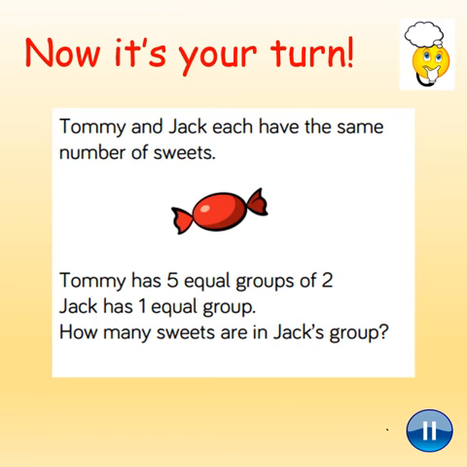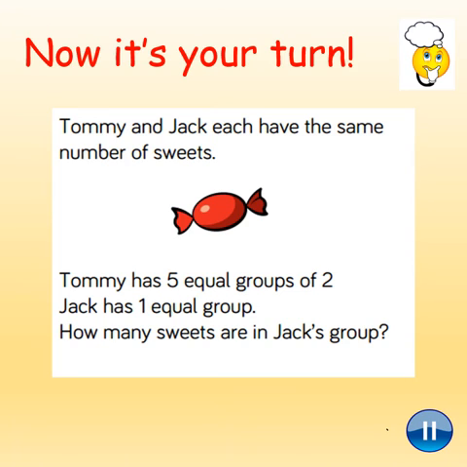Okay, last job. A little problem. It says Tommy and Jack each have the same number of sweets. Tommy has 5 equal groups of 2. Jack has 1 equal group. How many sweets are in Jack's group? Okay, so they've got the same number of sweets, they've just grouped them differently. You need to find out how many sweets are in Jack's group.